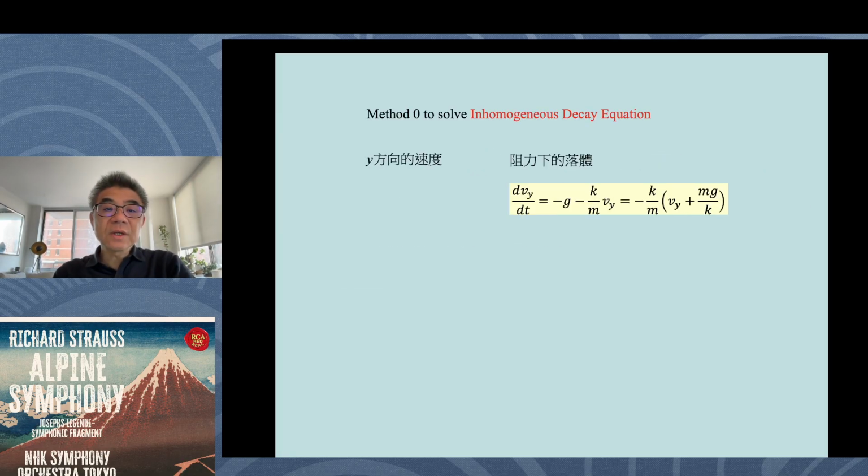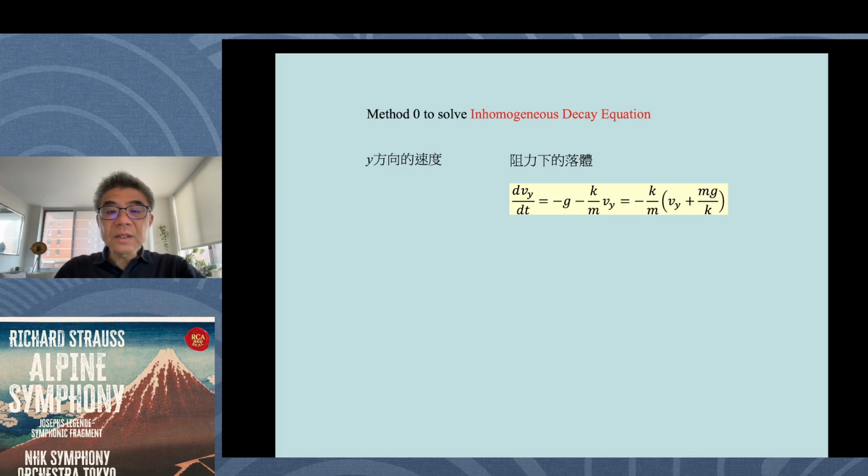Just as before, we will have method 0, method 1, and method 2. Method 0 is to solve the equation in the most intuitive way. It's not difficult, but I will skip this part. You can just take a look when you study the material.